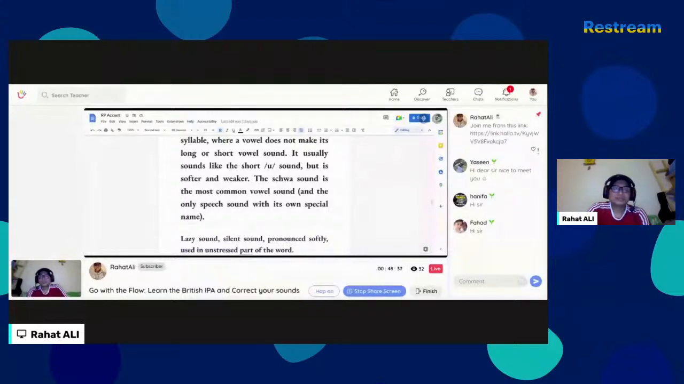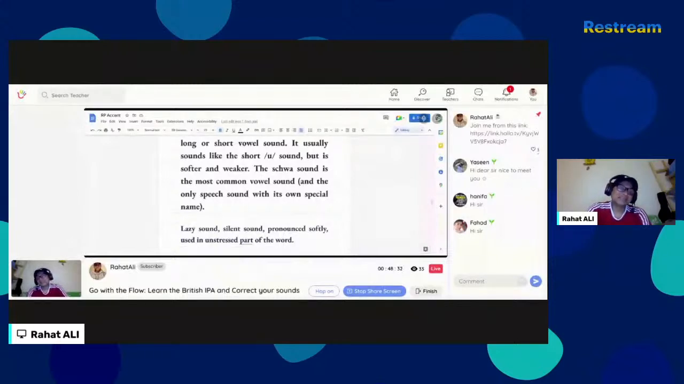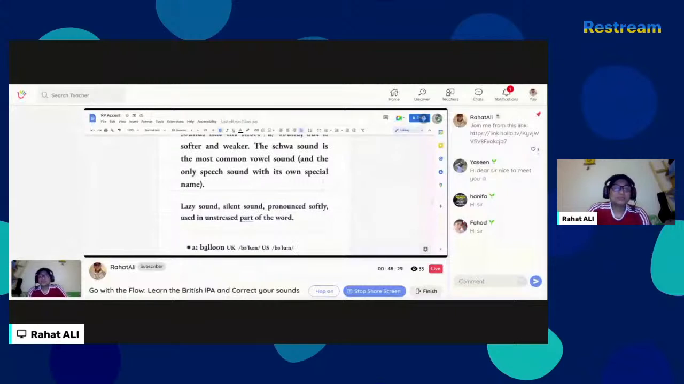Okay, so the schwa sound is the most common and lazy sound. What does it mean, guys? Lazy sound, silent sound, pronounced softly, used in unstressed parts of the word. What exactly it means, I'll explain with the words in a moment. Because of the schwa sound, most of the time words and sounds have different variations. And I'll explain some of them today.